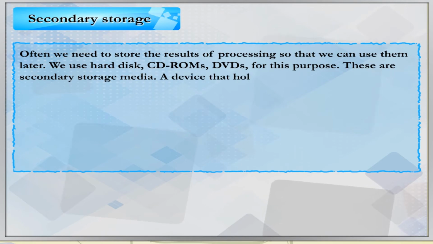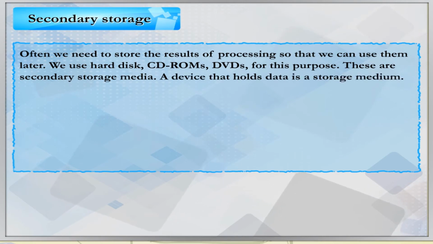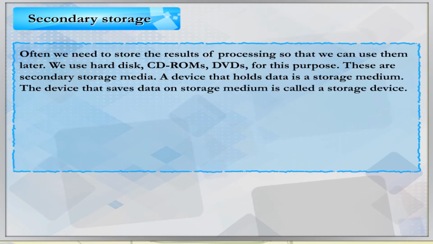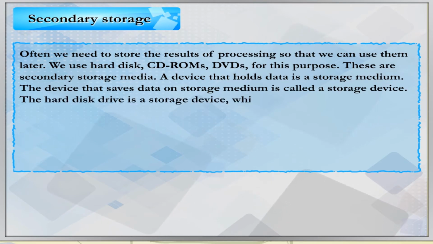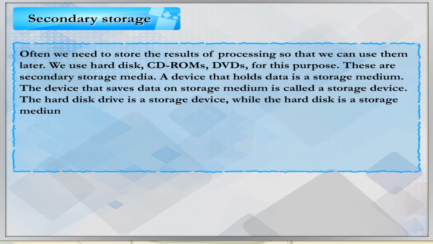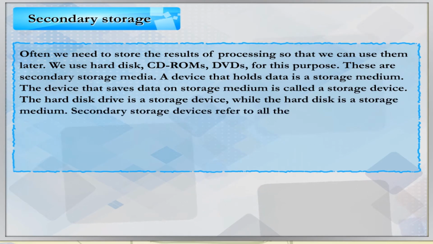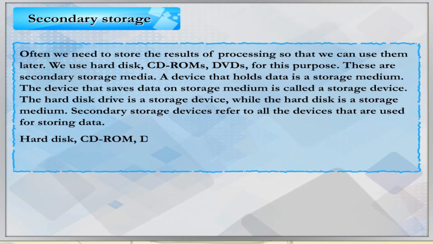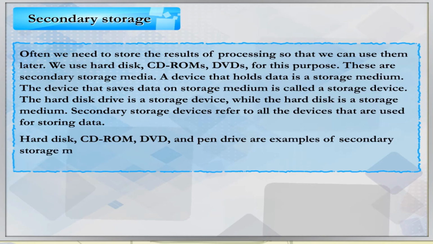A device that holds data is a storage medium. The device that saves data on storage medium is called a storage device. The hard disk drive is a storage device, while the hard disk is a storage medium. Secondary storage devices refer to all the devices that are used for storing data. Hard disk, CD-ROM, DVD, and pen drive are examples of secondary storage media.